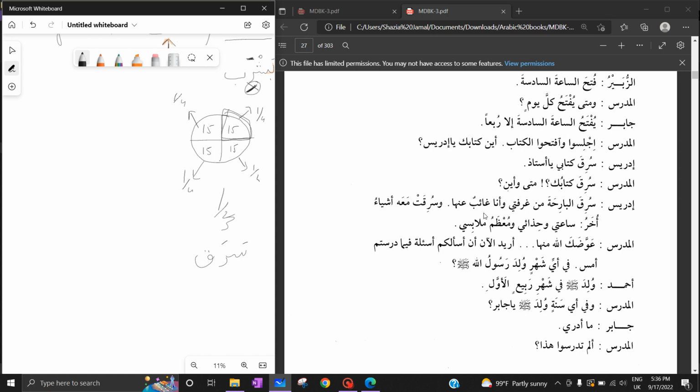Wa ana ghaibun. Now this is waw al-hal. Yes, while I was absent from my room, I was not present in my room. Ghaibun is ismun fa'il, like the one who is absent. Wa suriqat ma'ahu ashya'u. It means with the book a lot of things were stolen. Ashya is the plural form of shay'un. So with the book a lot of things were stolen.